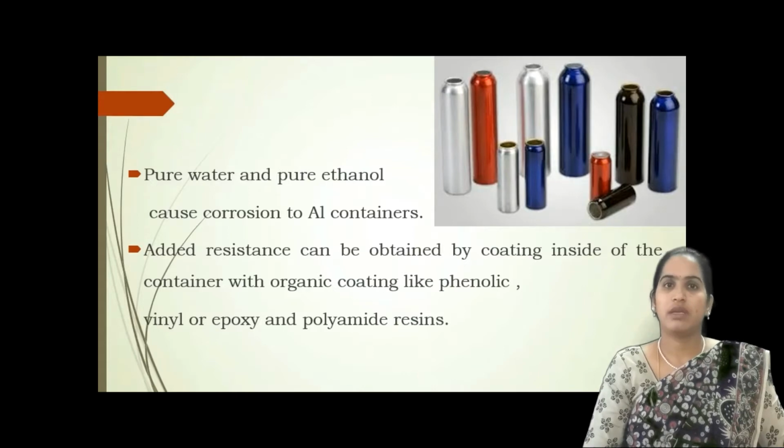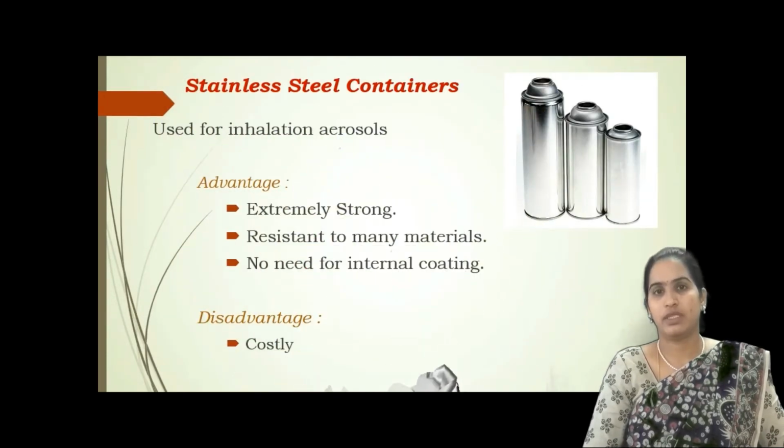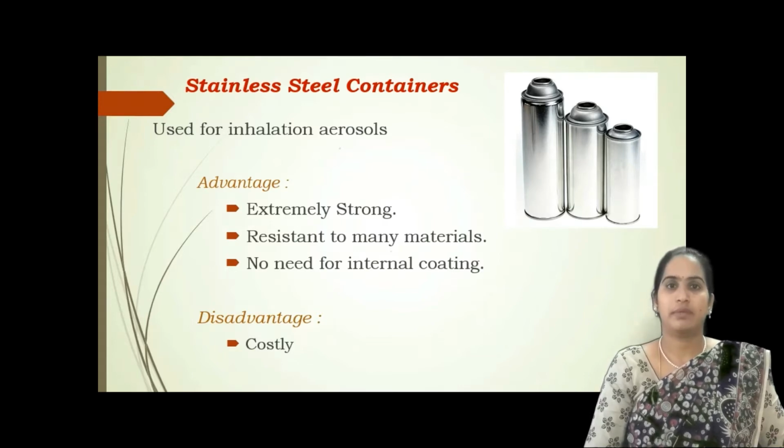Resistance can be improved by coating the inside of the container with organic coatings like phenolic, vinyl or epoxy and polyamide resins. With this coating we can add resistance to the container so that it may be made inert. The main advantage of aluminium containers is that they are lightweight and cheap. Another type of metal container used for aerosol formulation packaging is stainless steel containers.